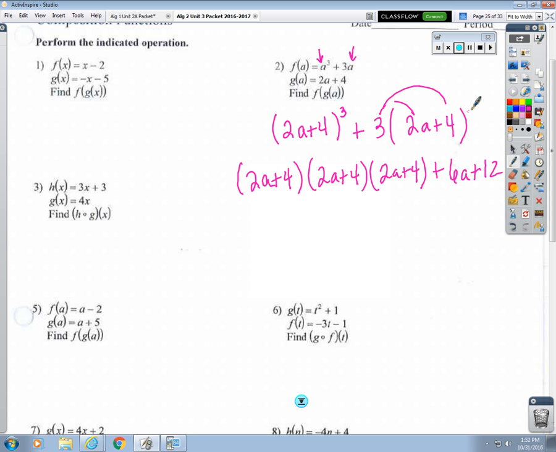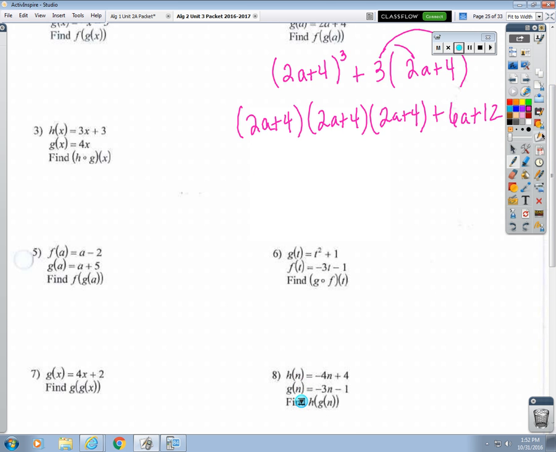Okay, so now, doesn't this 2a plus 4 cubed literally mean there's 3 of these? And then over here, can't you distribute that 3 to both of those and get 6a plus 12? Okay, so now, this is going to take some work. The first thing you're going to do is you're going to FOIL the first 2 binomials. So you're going to do the first terms, the outer terms, the inner terms, and the last terms.